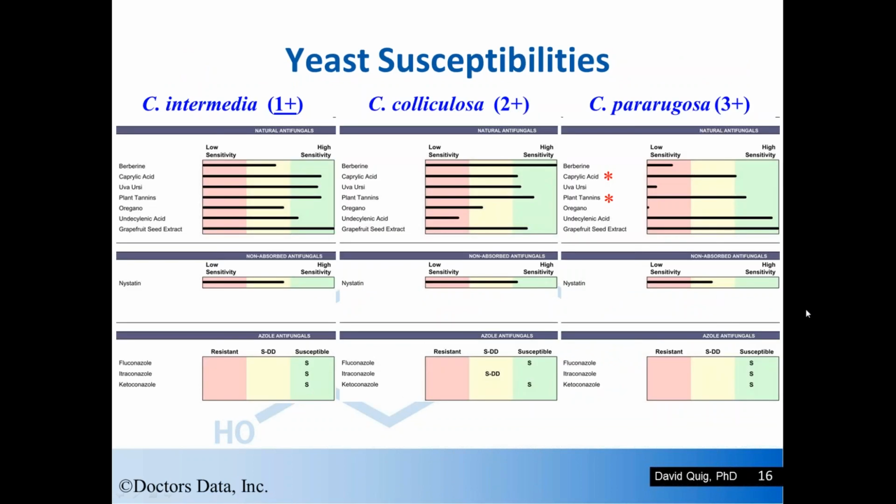And as with the pathogenic bacteria, the dysbiotic yeast are also subjected to in vitro susceptibility testing. And in this case, you can see that the two dysbiotic yeast were susceptible to caprylic acid and plant tannins, in which case most clinicians would use a combination of two of the agents that tested as high sensitivity.